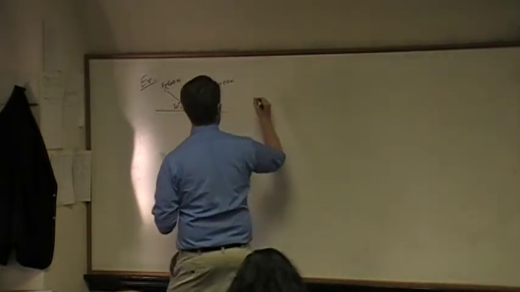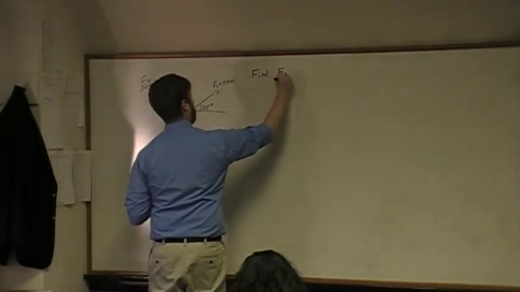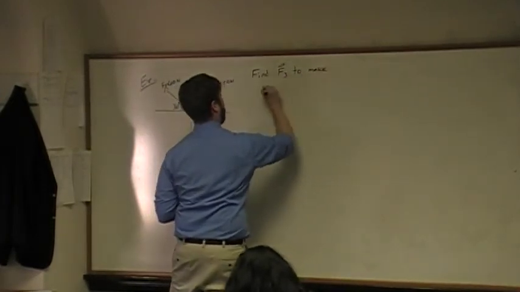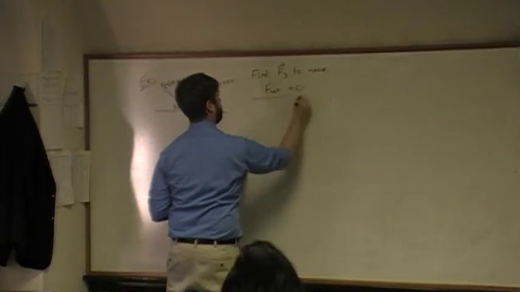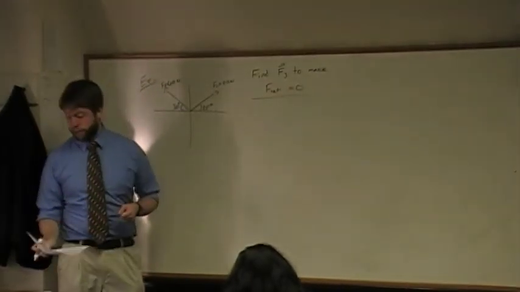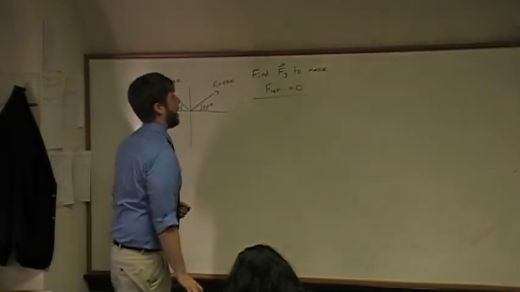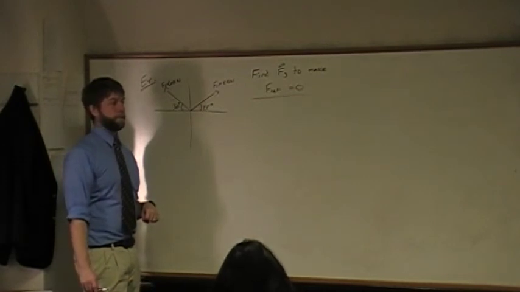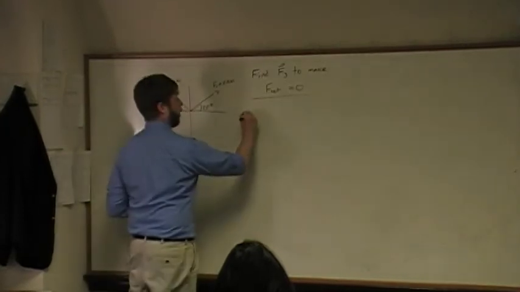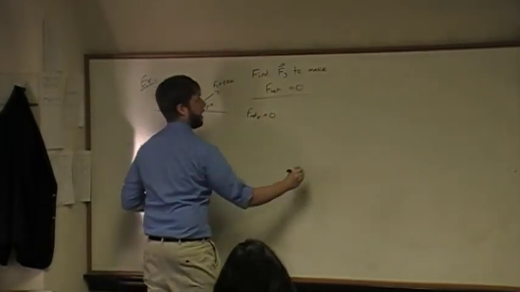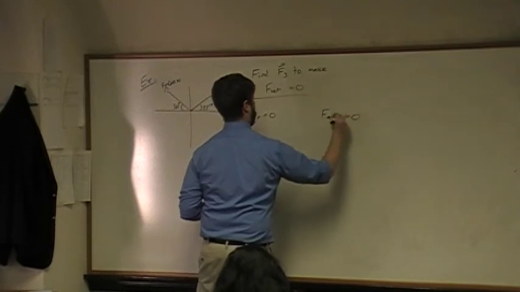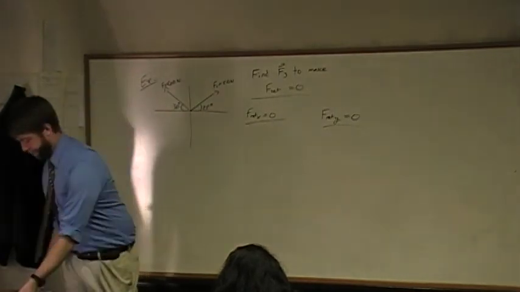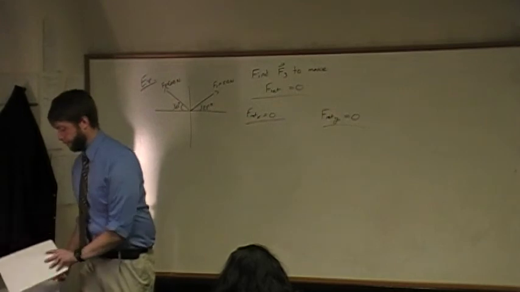Find F3. Find some third force to make F net equal to zero. So you're going to add a third force that is going to make the total force in this problem zero. That means that you are looking for F net X equals zero and F net Y equals zero. I'm going to turn you guys loose to try that, and then we'll talk about it. Give that the old college try.